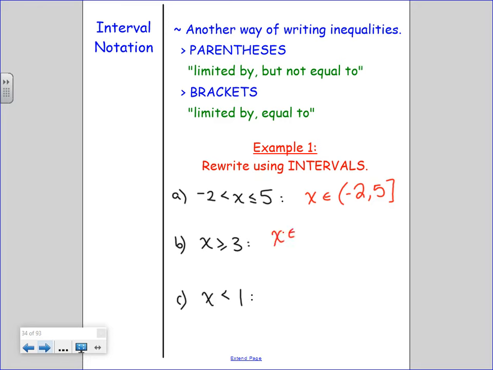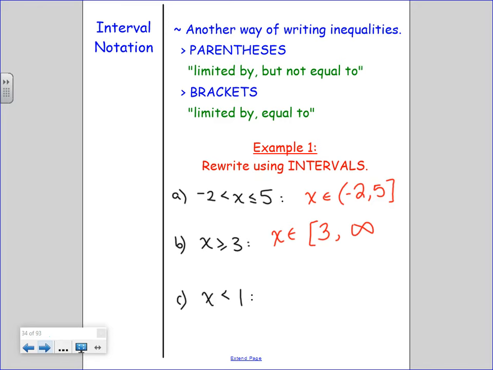If x is greater than or equal to 3, question, how low can x go? Or what's x bounded by on the low side? 3. Bracket or parenthesis? Bracket, because it's or equal to. What should go next? Comma, because we're talking about a whole set of numbers. What's going to mark the end of x greater than? Positive infinity.